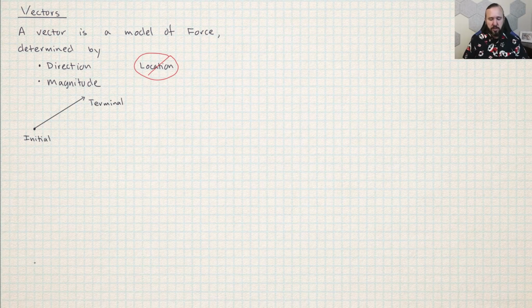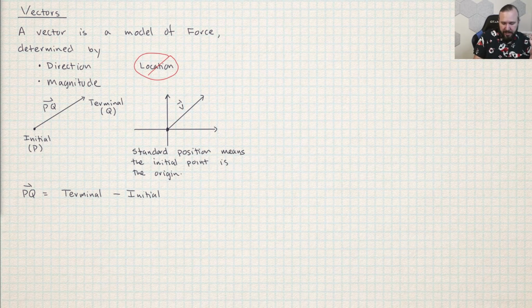We represent forces with arrows, and I call the beginning part of the arrow the initial point, and where the arrow stops, the terminal point. So if this is P and this is Q, then I would denote this vector right here PQ, and then you draw a little arrow over the top of it. Vectors are in standard position when the initial point is at the origin.